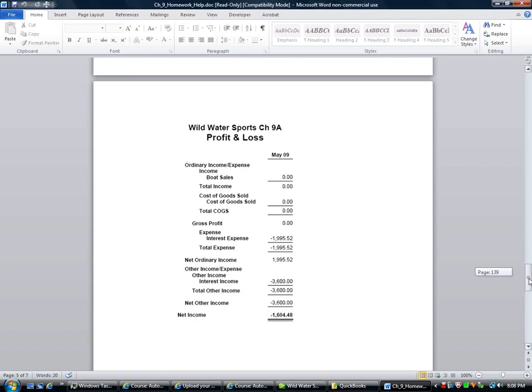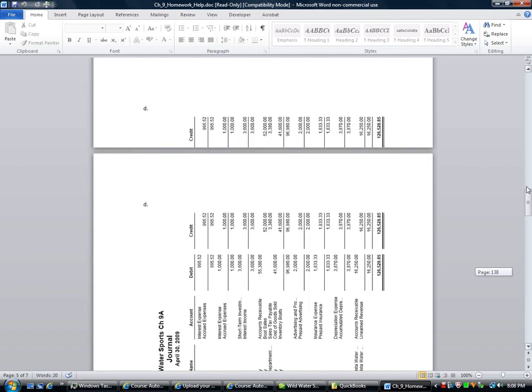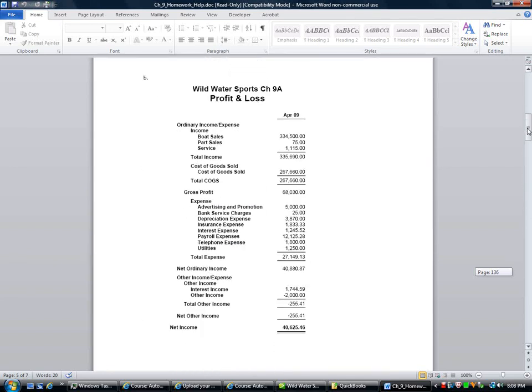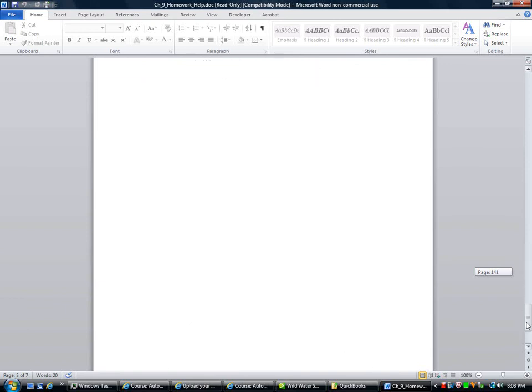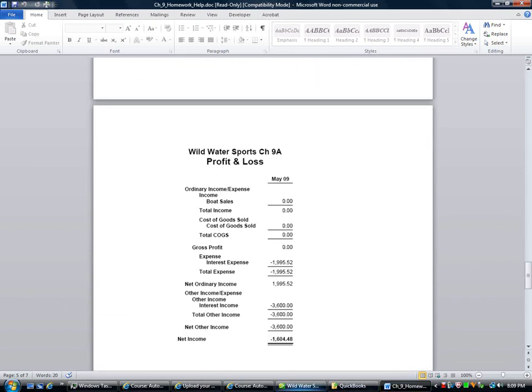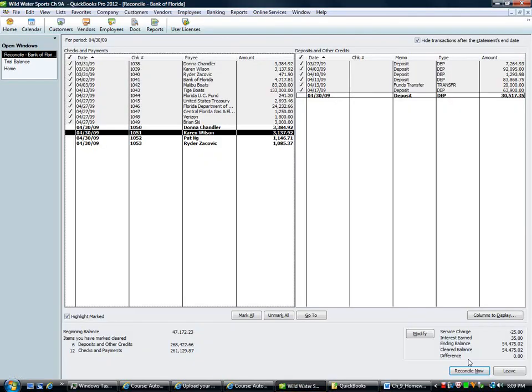Let's see. That's the profit and loss. I don't know where the bank is. I printed the bank rec out though, so when you print it out, that's what's going to make it 0, and you'll tie out to the bank rec. So I'm going to reconcile now.